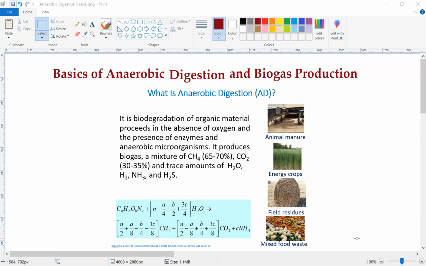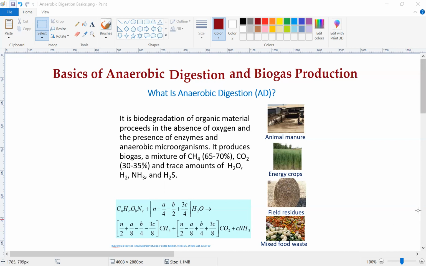And the biogas is a mixture of methane, carbon dioxide, and trace amounts of water vapor, hydrogen, ammonia, and hydrogen sulfide. Mainly, if we hear about biogas, it's composed of 60 to 70% of methane, and the remaining mainly is carbon dioxide. Again, the other gases like water vapor and ammonia or hydrogen and hydrogen sulfide are minor amounts there. I will get a little bit later to the composition.